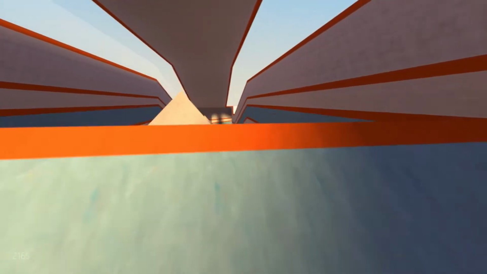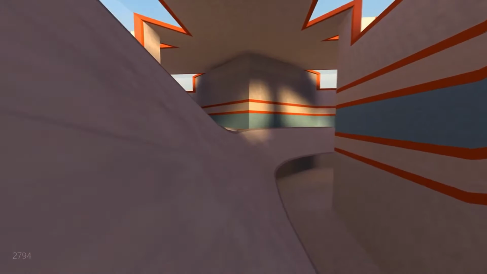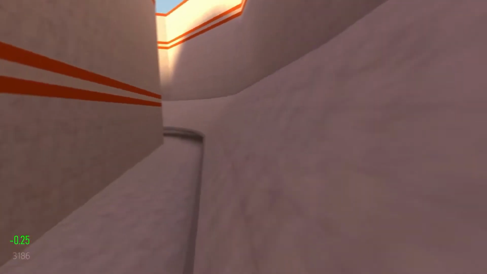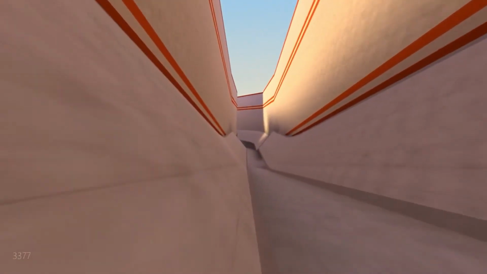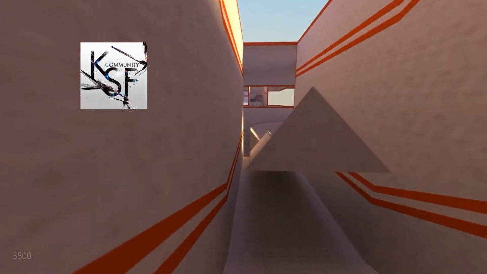CSGO isn't the only place where you can surf. Surf is possible on many different games like Counter-Strike: Source, Team Fortress 2, Roblox, and so many more games. They all have their own communities, but they all come together in one place, KSF. The most competitive surf community out there.